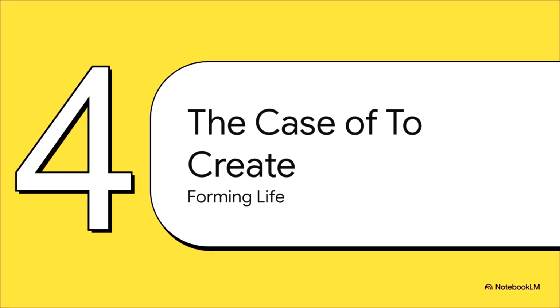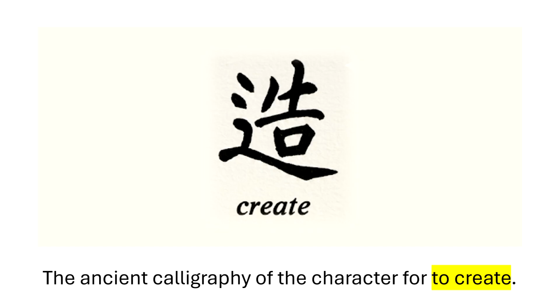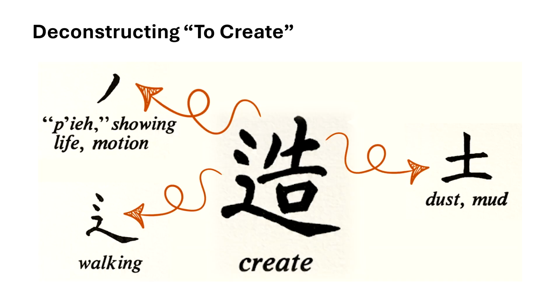All right, Section 4, the case of to create. Forming life. Here we have the calligraphy for the word to create. The text notes that Pastor Kang actually first had this massive revelation about Chinese characters while working in a mission hospital. He was analyzing this exact character when he was just absolutely astonished by what its individual components revealed. So let's deconstruct this one too.